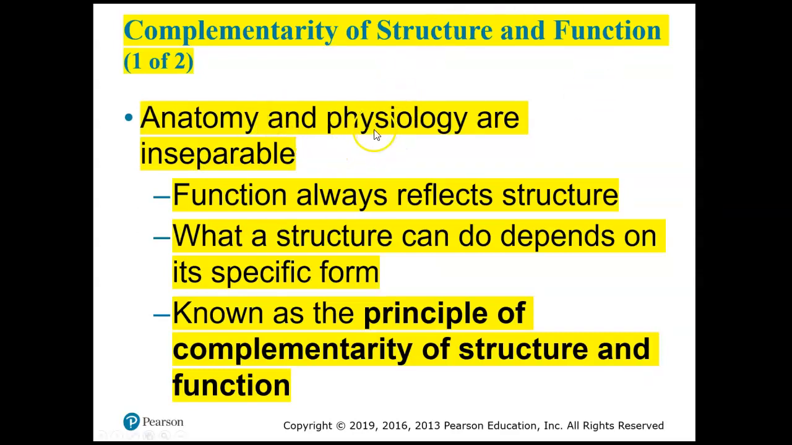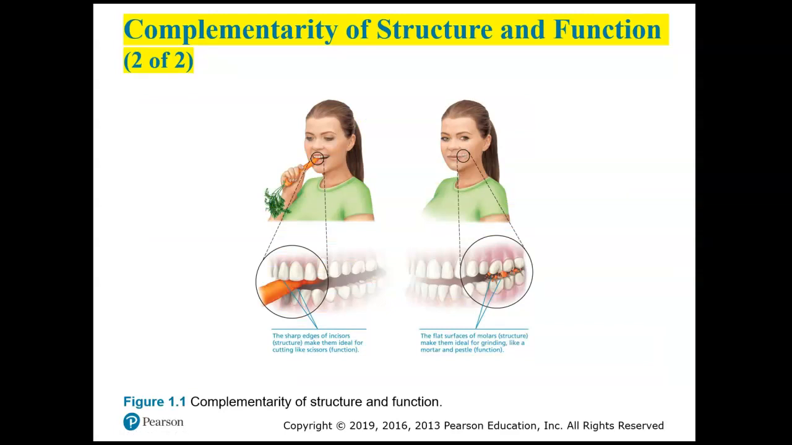So anatomy and physiology are inseparable. When you're studying physiology, you have to know something about the structures. Function always reflects structure, or physiology always reflects anatomy. What a structure can do depends on its specific form, and this is known as the principle of complementarity of structure and function. So that is how anatomy and physiology are related.